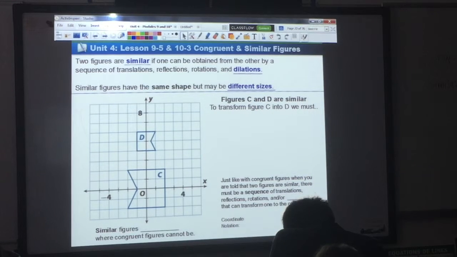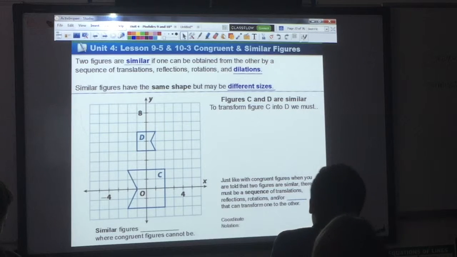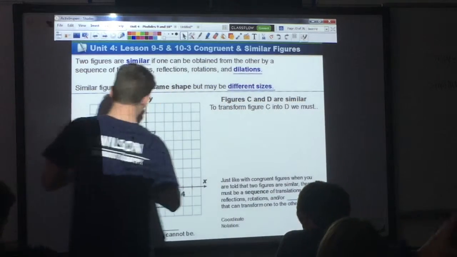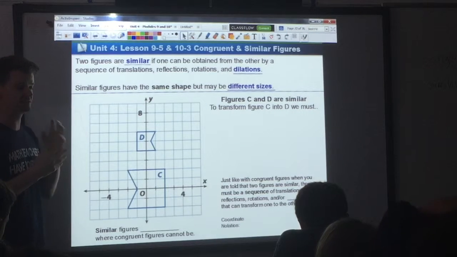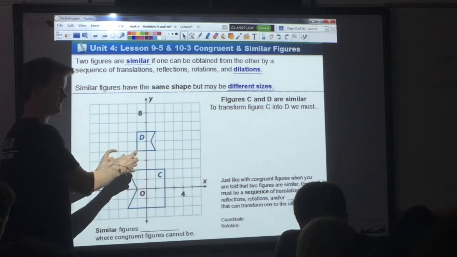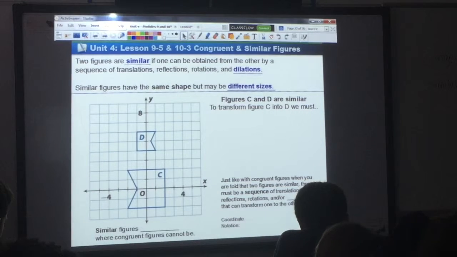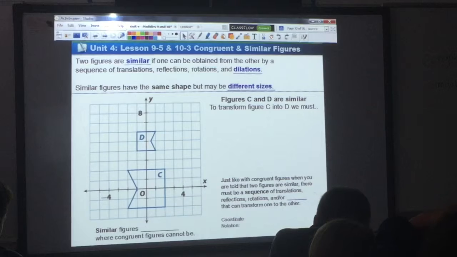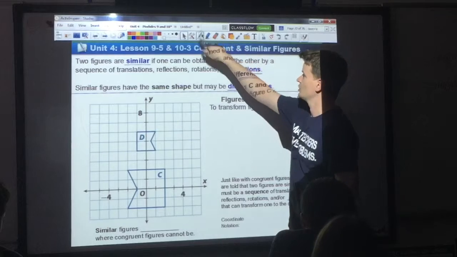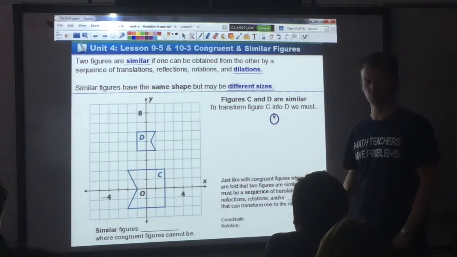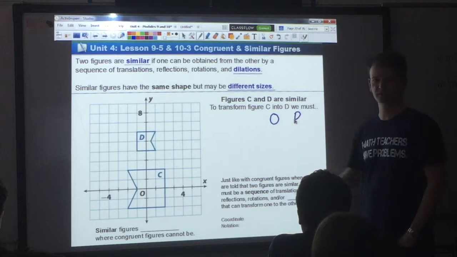That's the only real difference between similar and congruent, is that once we talk about similar figures, we now bring back from the soundproof booth our old friend, Mr. Dilation. Now, figures C and D here are similar, which means that there is a sequence that will turn C into D. But in order for us to turn C into D, we have to identify that sequence.